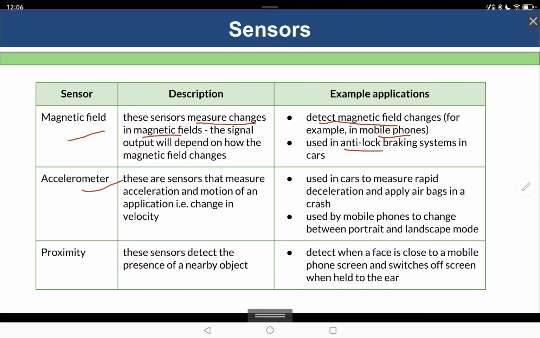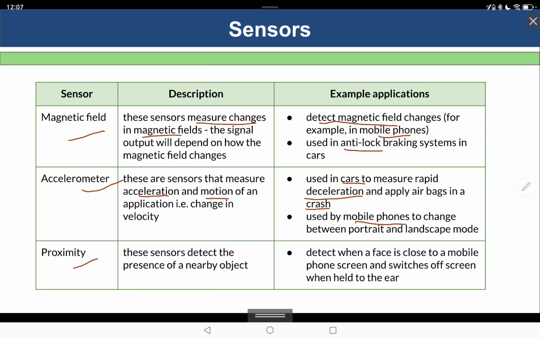Then there is accelerometer. So accelerometer measures the acceleration and motion of an application. For example, it measures the change in velocity. So you will find them in cars, and they are used to measure the rapid deceleration and apply airbags in case of car crash. Also, it is used by mobile phones to change between portrait and landscape mode.